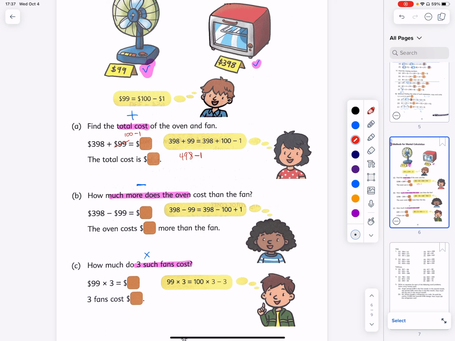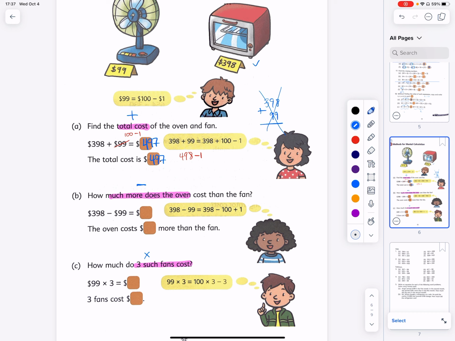And therefore, the total is 497. 497 would be the total cost of both objects. Now, that was much easier than stacking up, such as 398 plus 99, and then we have to regroup and do a whole bunch of stuff. That is not what we're going to do going forward in the lesson today. Let me clean out my doodles.